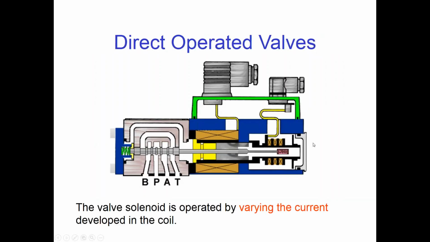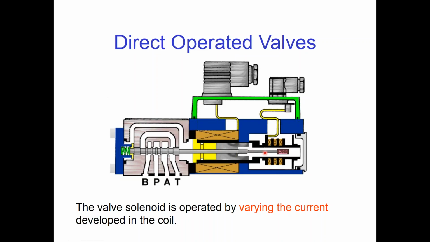This is what the valve looks like on the inside. See, here's the valve spool. This is the spring that we were talking about. This is the coil, or the solenoid. We will generate a current in here. The stronger current we generate, the more powerful of a magnetic field will be developed. The stronger the field, the more the spool will shift, opposing the spring.